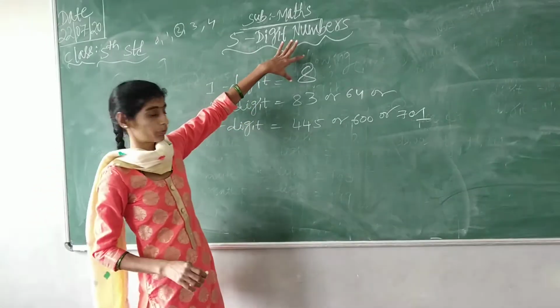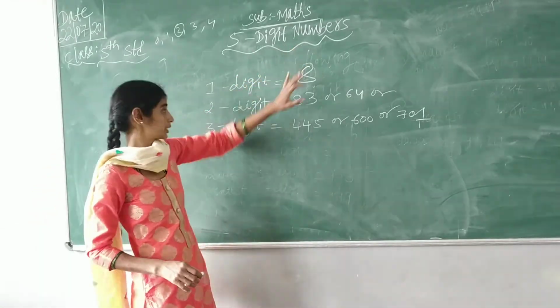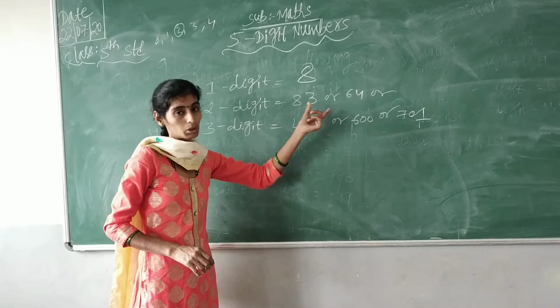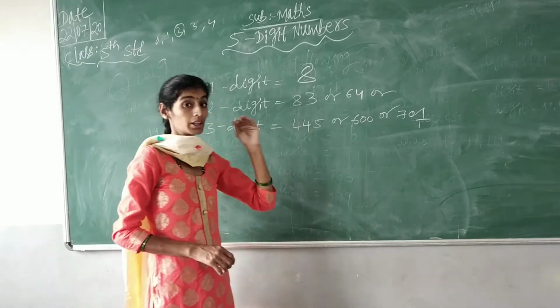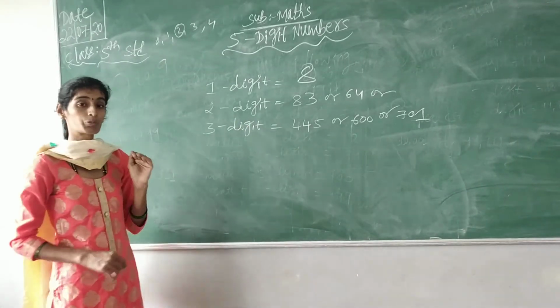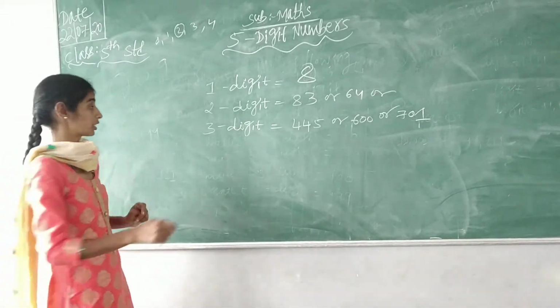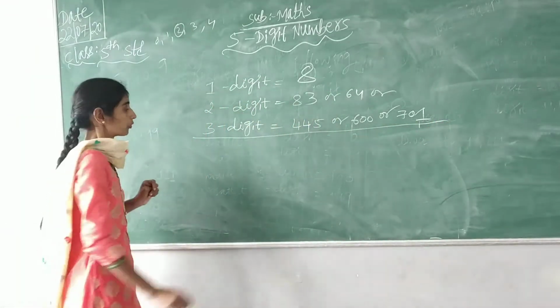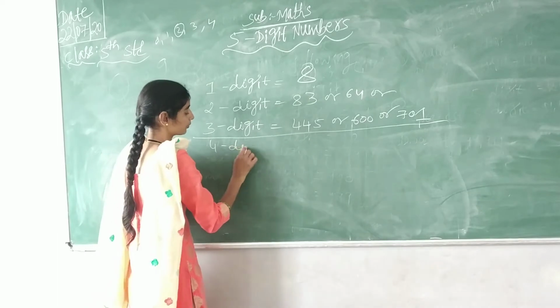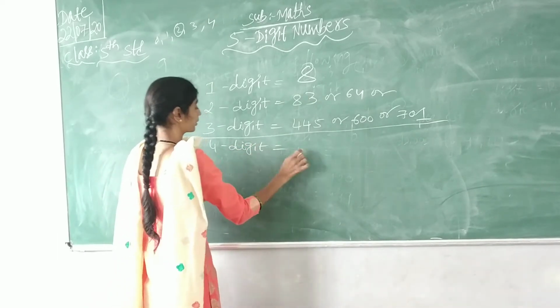So for 1 digit, a comma is not necessary. Again for 2 digits, a comma is not necessary. Even for 3 digits, a comma is not necessary. From which digit is the comma going to start, children? Yes, it is going to start from 4-digit numbers. So we need to place commas from 4-digit numbers.